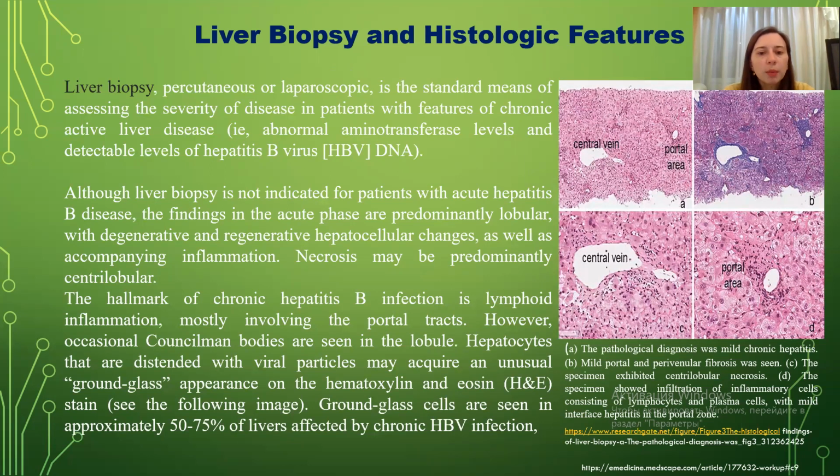The hallmark of chronic hepatitis B infection is lymphoid inflammation, mostly involving the portal tract. However, occasional councilman bodies are seen in the lobule. Hepatocytes distended with viral particles may occur, giving an unusual ground glass appearance on the hematoxylin and eosin stain. Ground glass cells are seen in approximately 50–75% of liver affected by chronic HBV infection.